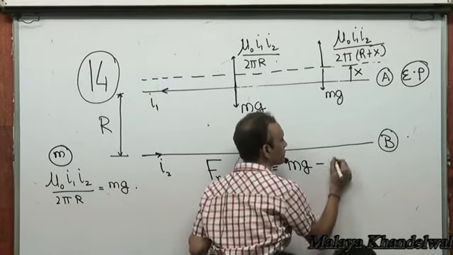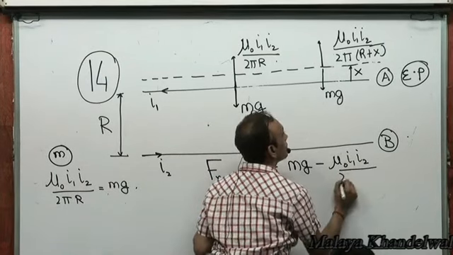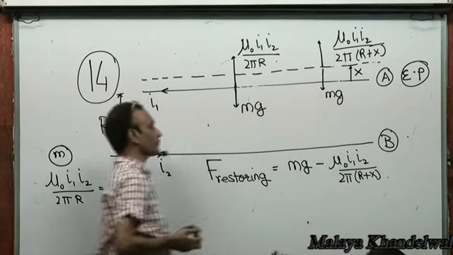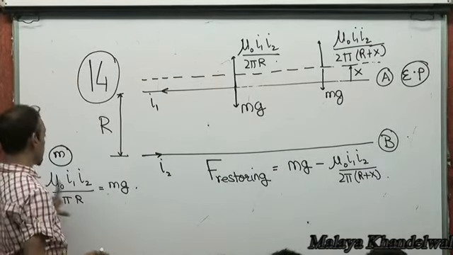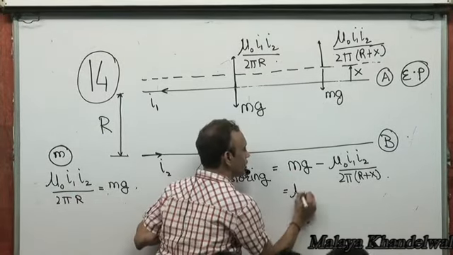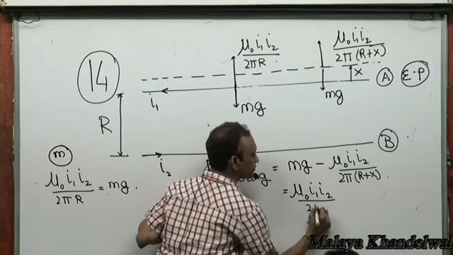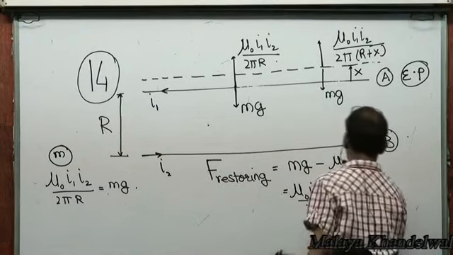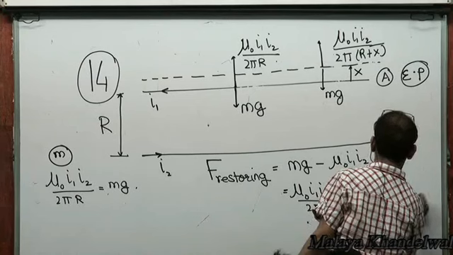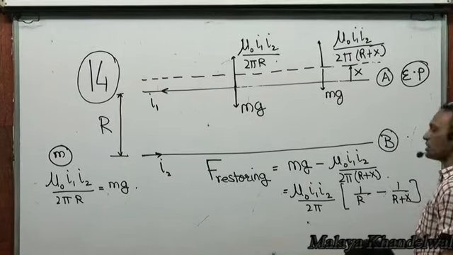mg minus mu naught I1 I2 by 2 pi into r plus x. But what is mg? mg is the original force in the equilibrium position, which is mu naught I1 I2 by 2 pi r. So mg is being replaced by mu naught I1 I2 by 2 pi r. Yes or no? Right?